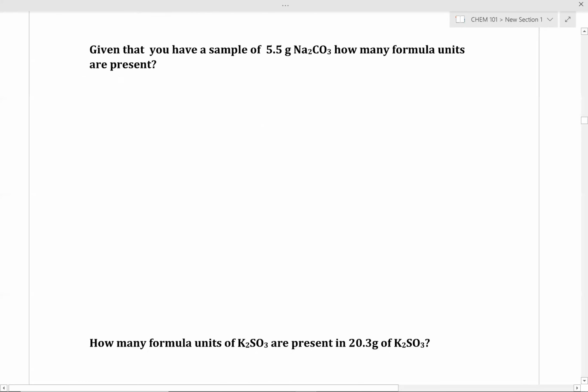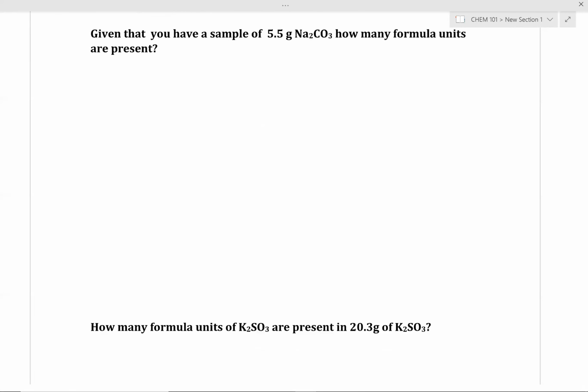So, just to really drive home this idea, what I want us to do now is take a look and practice on 2 more examples where you're going from grams to particles. In the first case, we're looking at sodium carbonate. In the second case, we're looking at potassium sulfite. I want you to tell me the formula units found in each of these 2 samples, given the mass in grams. I want to make sure you're comfortable calculating molar masses and using them in calculation.